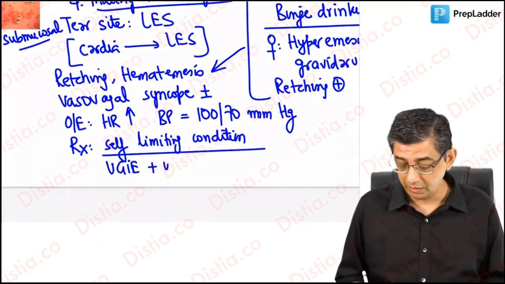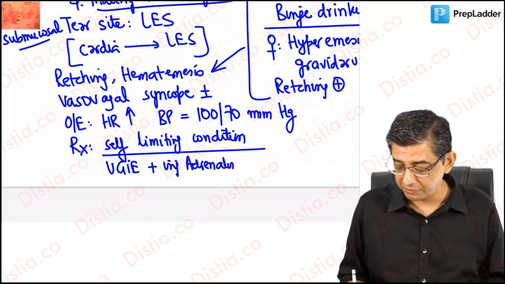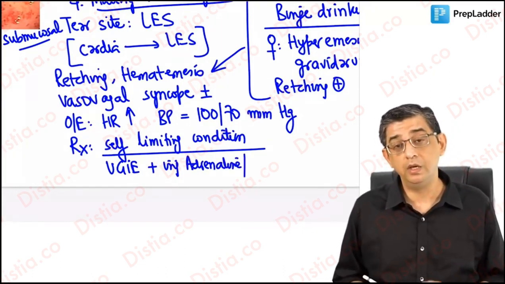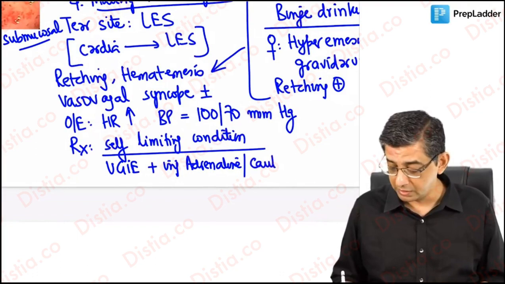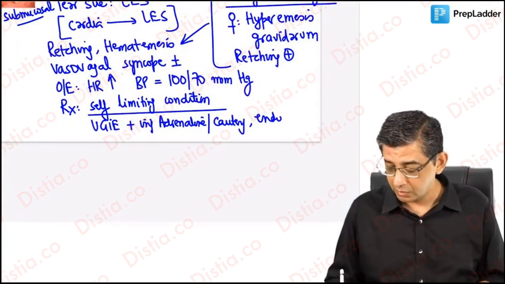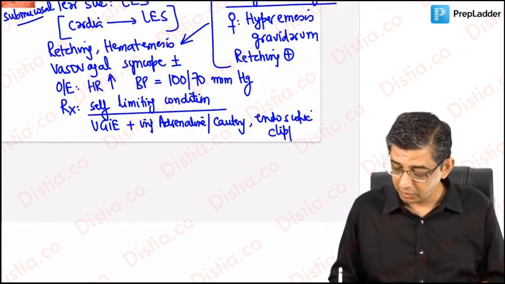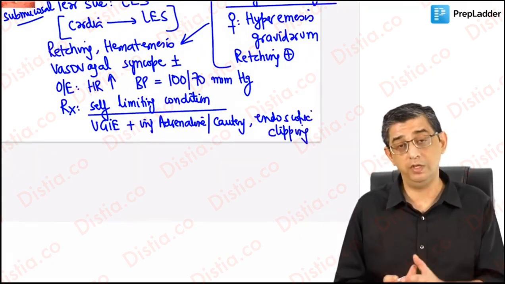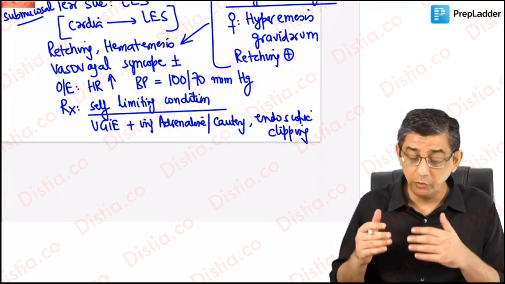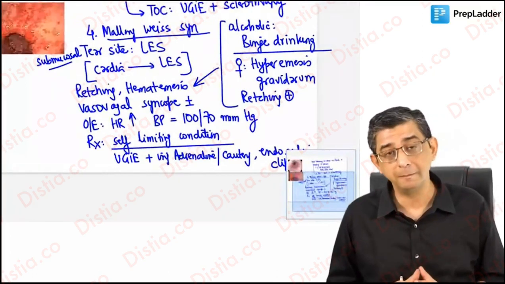You will be injecting adrenaline at the base of the tear. Most of the time that alone will be sufficient to control the bleed. If required, you can also do cauterization, or he might even use the word endoscopic clipping. So any of these maneuvers can be done for controlling the bleed in Mallory-Weir, though in the majority of cases this would not be required, because I explained to you that this is a submucosal tear.